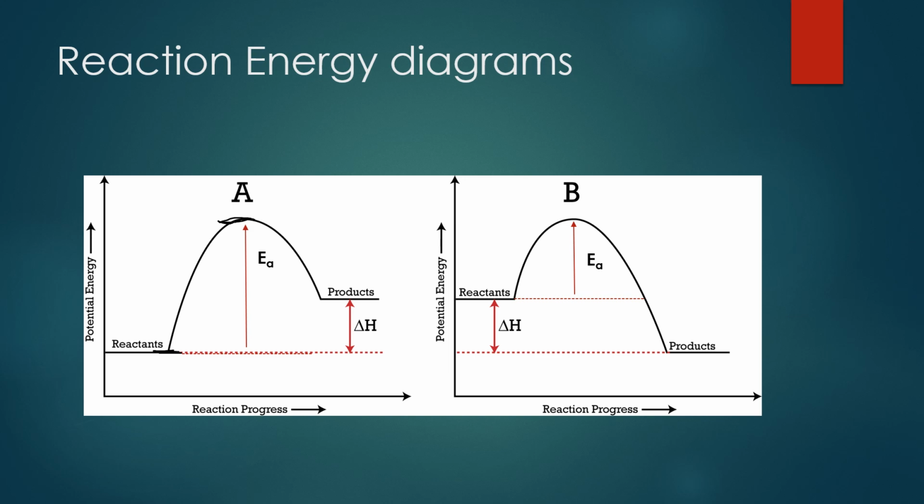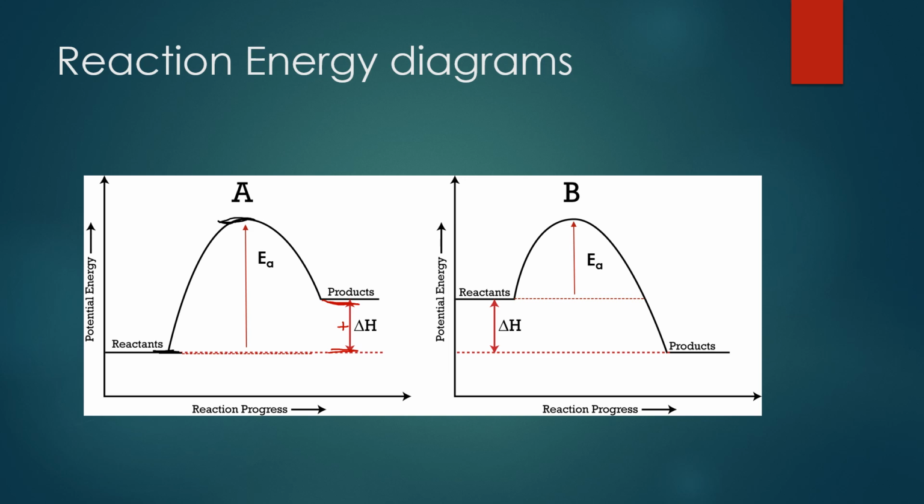Looking at A, the change in enthalpy will tell me if it is endothermic or exothermic. Well, in this case my products are higher in energy than my reactants. So if the products are higher in energy than the reactants, that means I'm going to have a positive delta H, and that tells me it is an endothermic reaction.